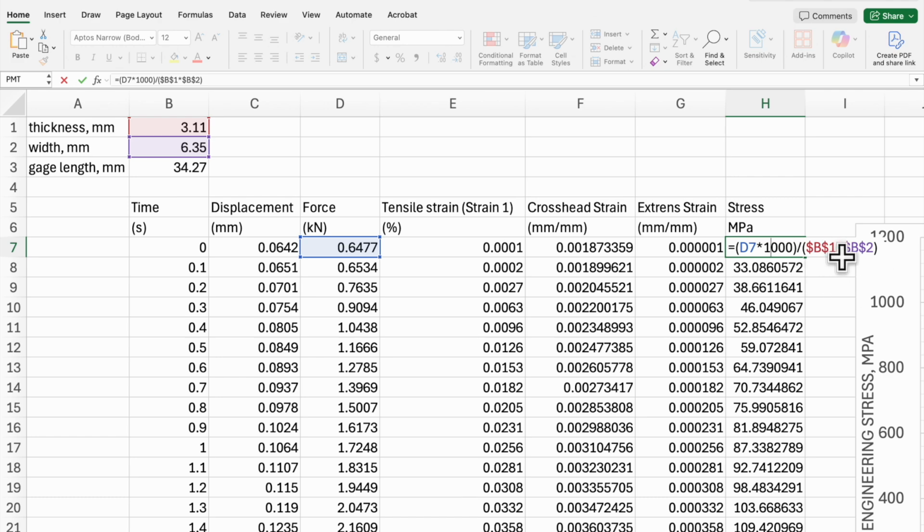That's where I have B1 and B2, so the thickness multiplied by the width. That's our cross-sectional rectangular area. Because both of those are millimeters, this is going to be millimeters squared. So what we have is a newton over a millimeter squared for this.